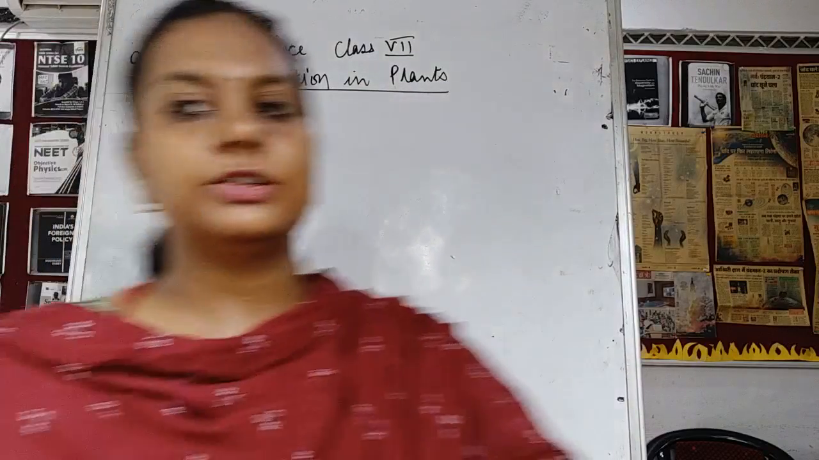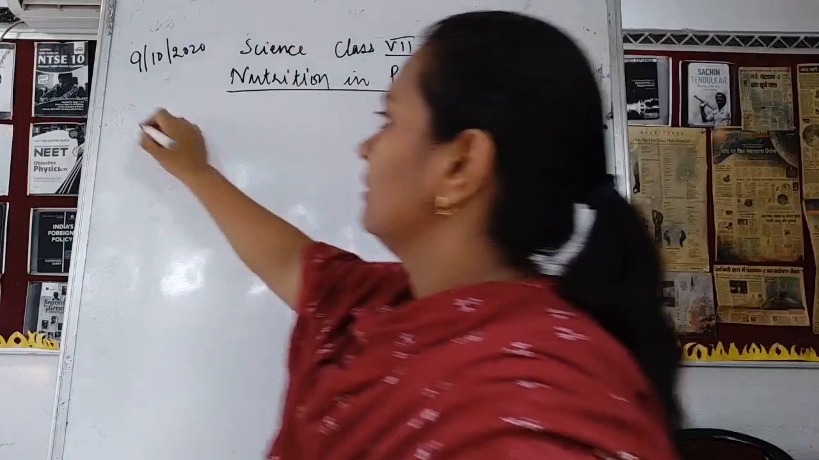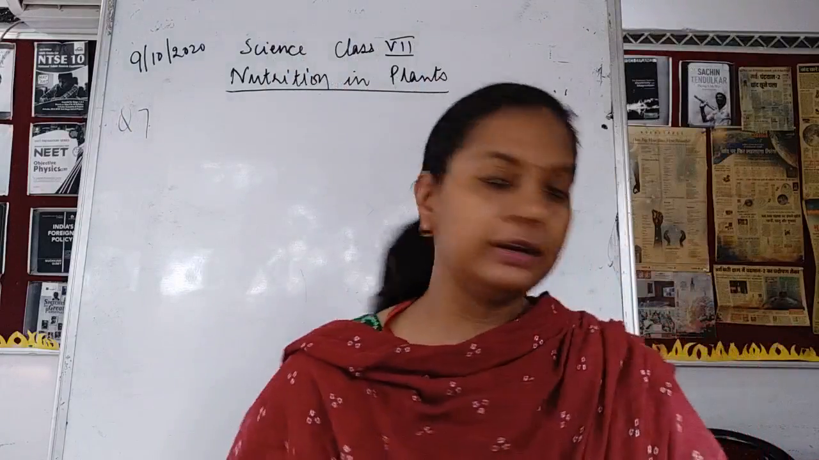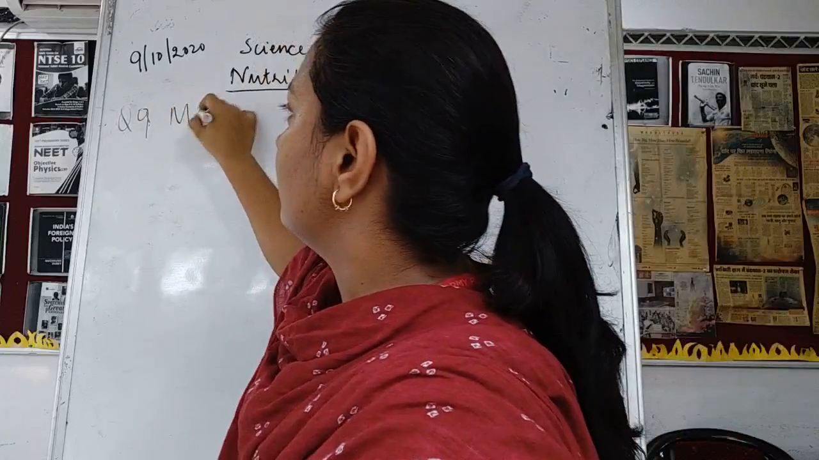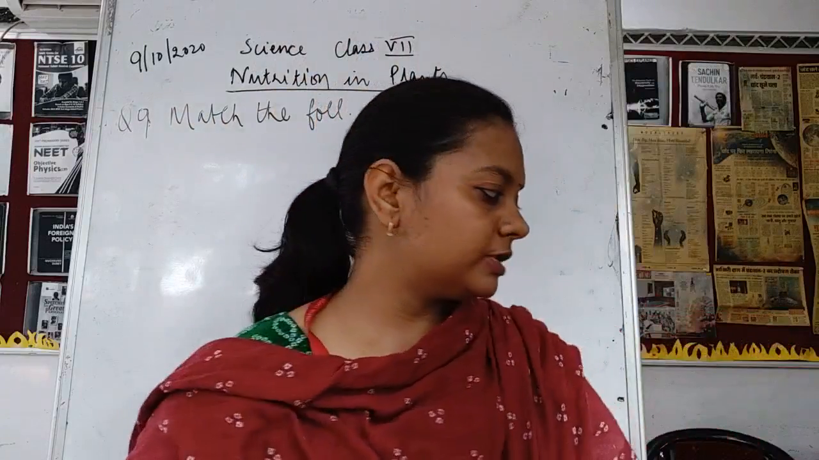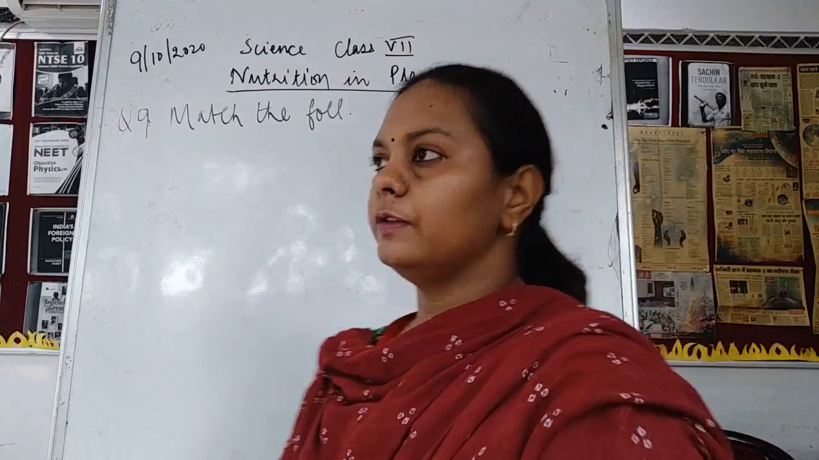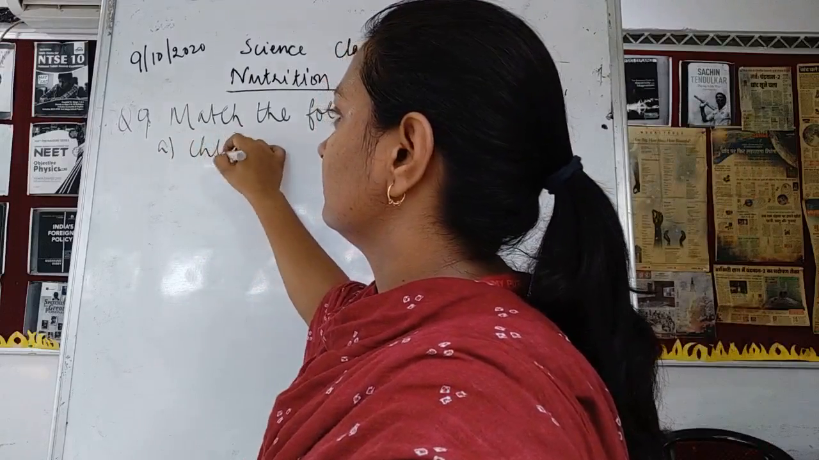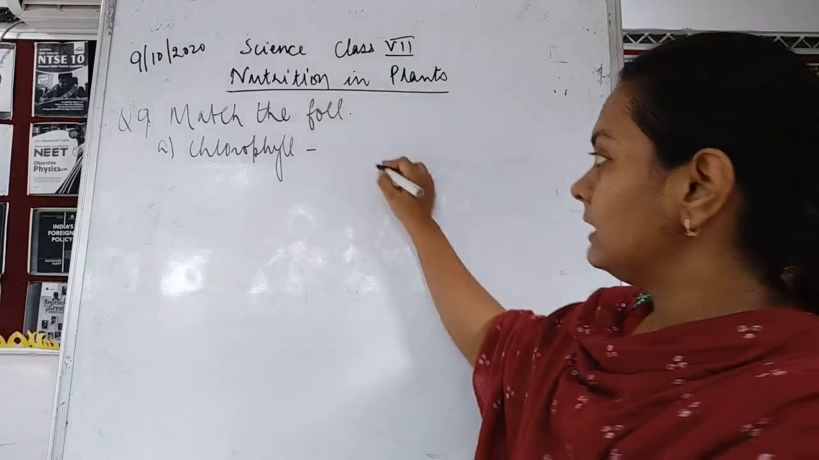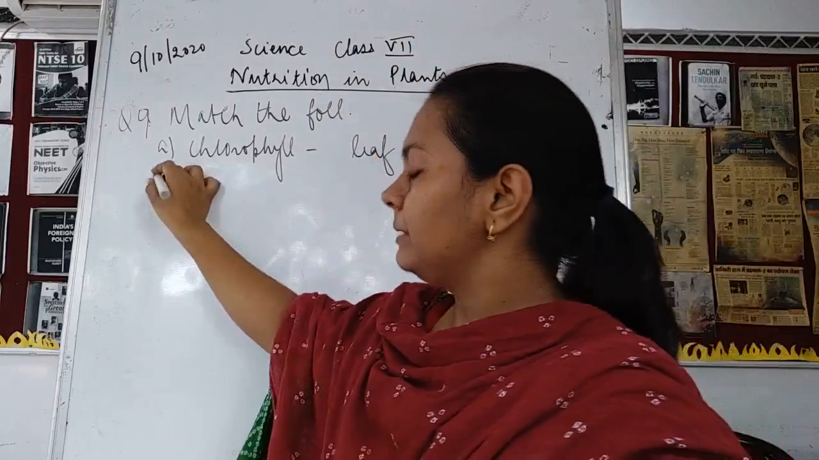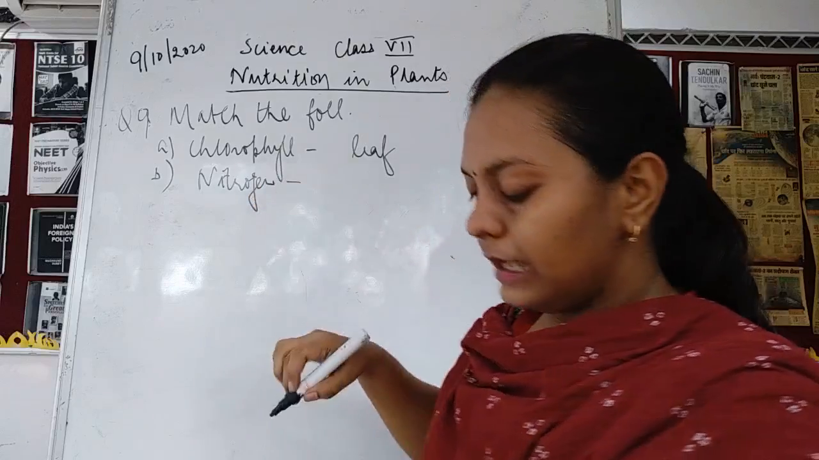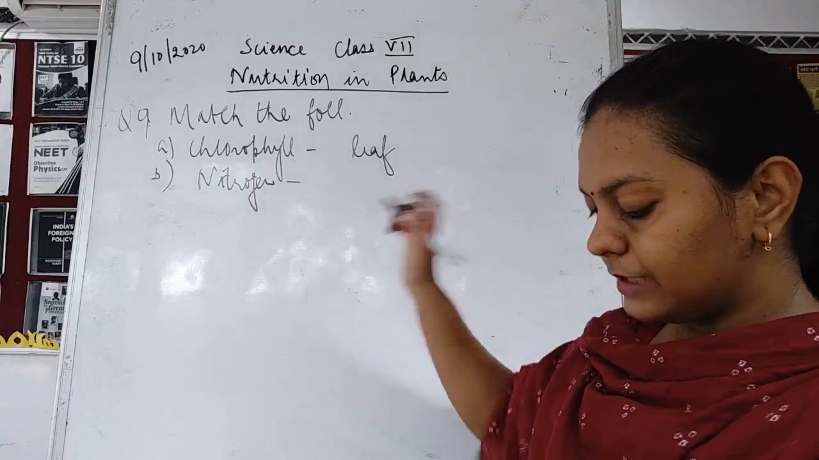Question number 9 is match the column. Fine. So the first question, you will match the column. The first one is chlorophyll. It will be matched with chlorophyll is present in the leaves. Okay. Then B, nitrogen. Nitrogen is present as rhizobium.